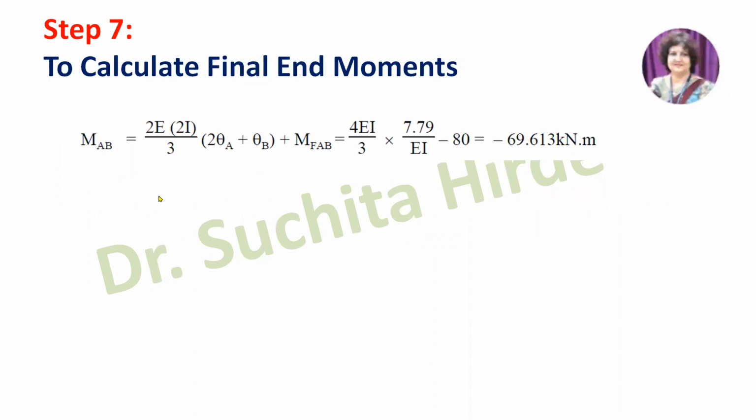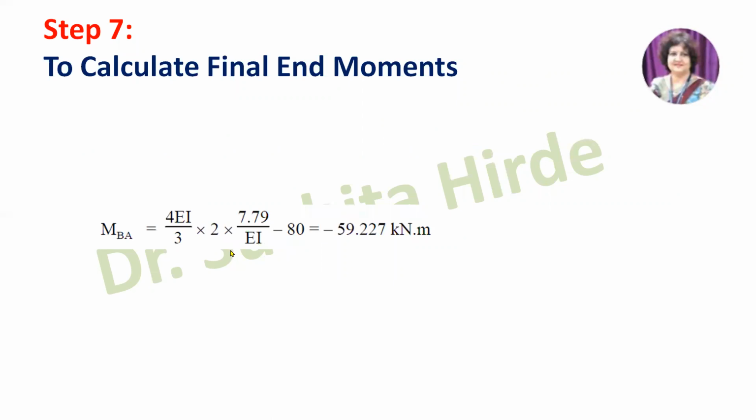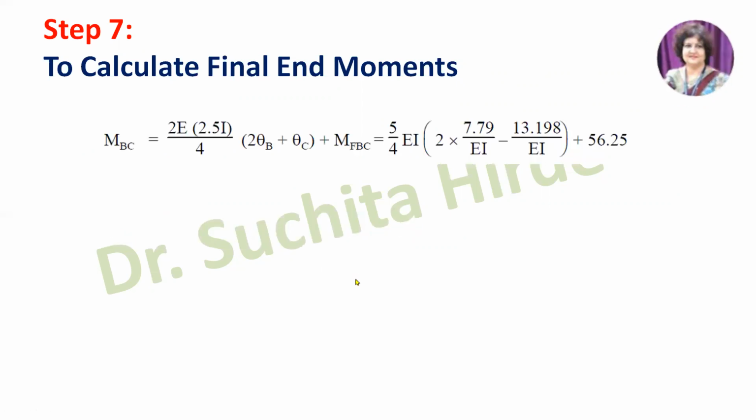To calculate final end moments, we use the slope deflection equation. You know the slope deflection equation: 2 EI by L times twice theta A plus theta B, plus fixed end moment. Here, since I is 2I, we write theta A as 0 because it is a fixed support. So if you substitute theta B and MF AB, you will get minus 69.613 kilonewton meter. Then MBA similarly you can calculate. You will get minus 59.227 kilonewton meter. So using slope deflection equations only, we calculate the final moments in the member.